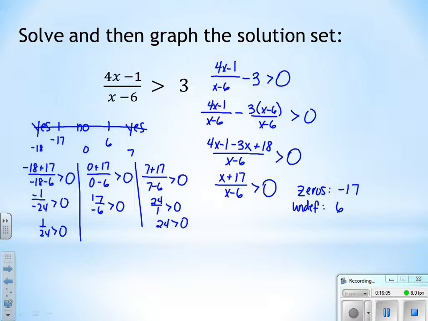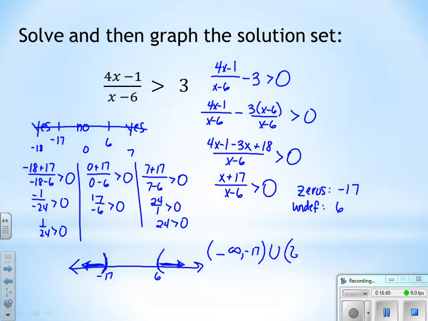So if we're going to graph our solution, our number line needs to have those two values on it. And it looks like we have solutions under negative 17 and over 6, so they're going to split. We will find solutions down here and up here. In interval notation, negative infinity up to negative 17, united with 6 to positive infinity.